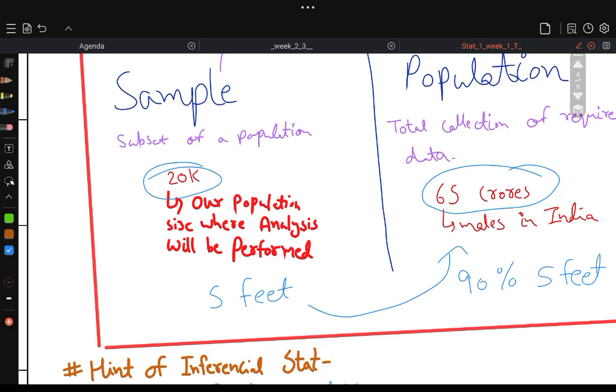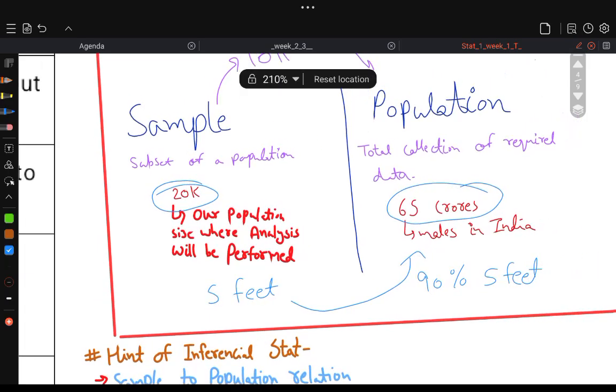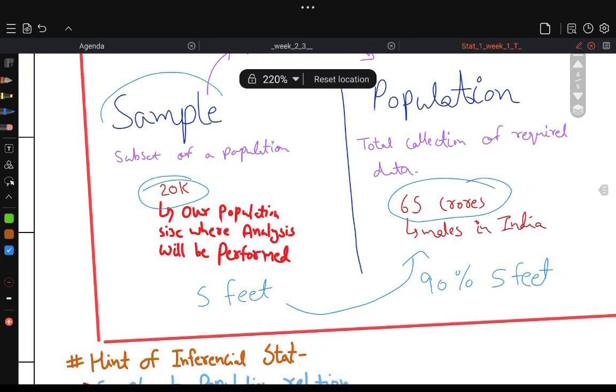So it is the descriptive analysis that we performed on the sample: we collected the data, organized it in a tabular manner, got the most frequent value, and performed various analyses like mean, mode, variance, covariance, etc.